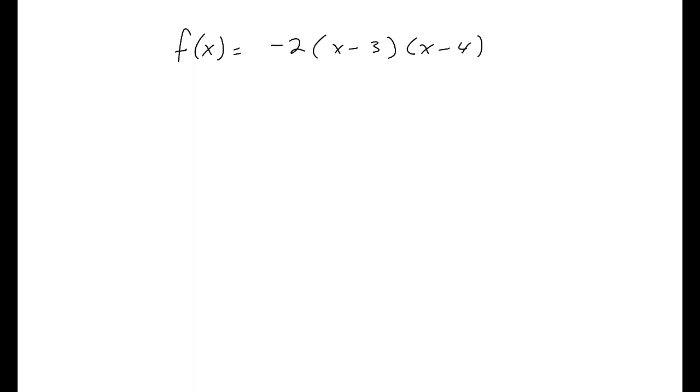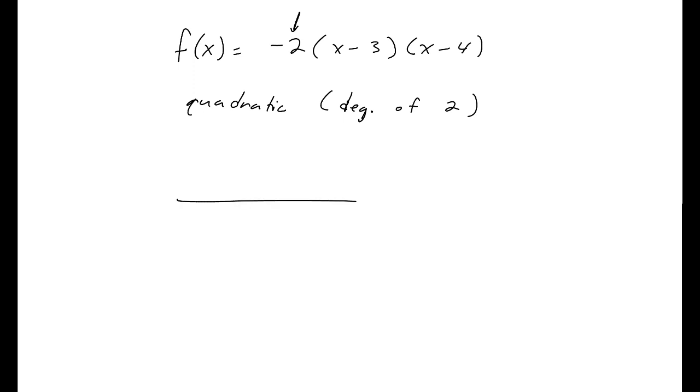But I want to notice that because there are two x terms in this function, this is a quadratic. It has a degree of 2. Now that gives us a basic idea. It's going to look like a parabola. Now, because it has a leading coefficient here of -2, that's a stretched, reflected parabola.